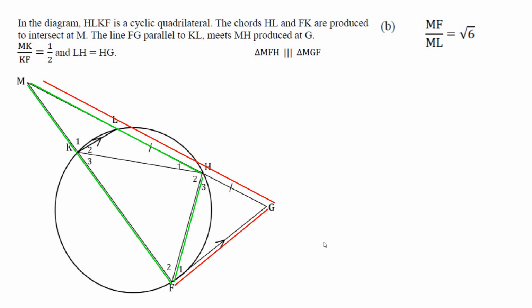Okay, let's try this next question here. We are supposed to prove that MF over ML equals one number, the square root of 6. Ooh, that looks a little bit scary, but we're almost surely going to have to use this similarity.